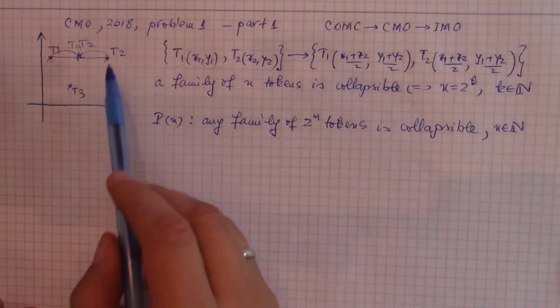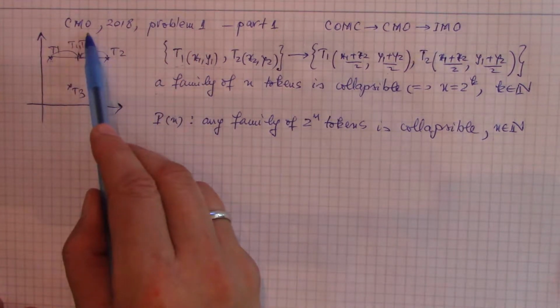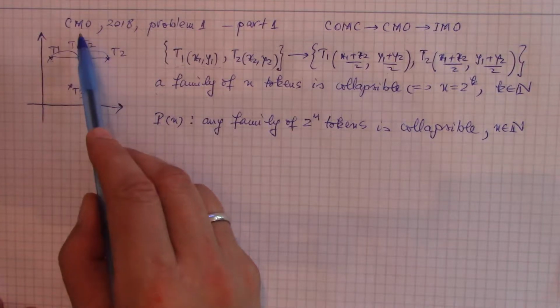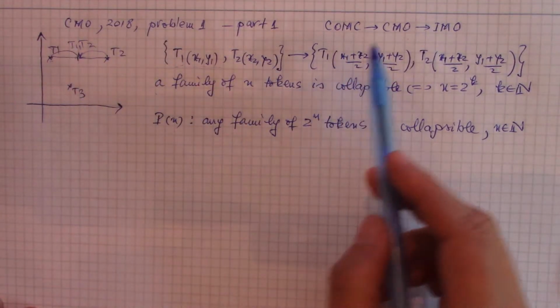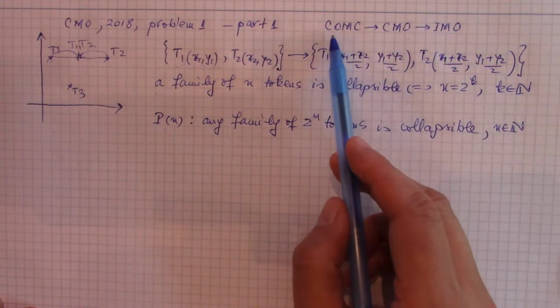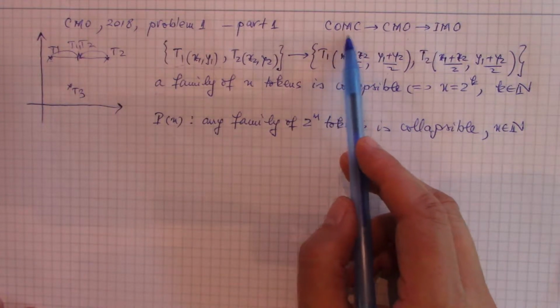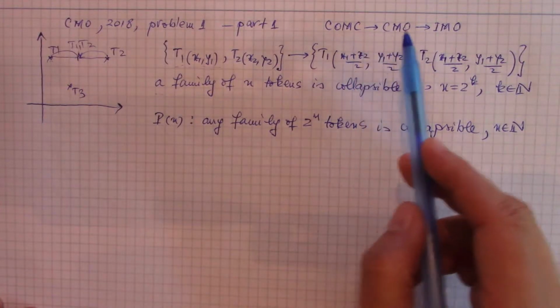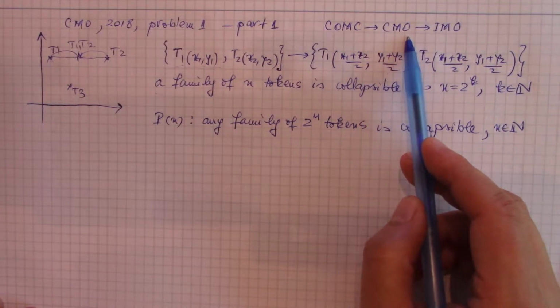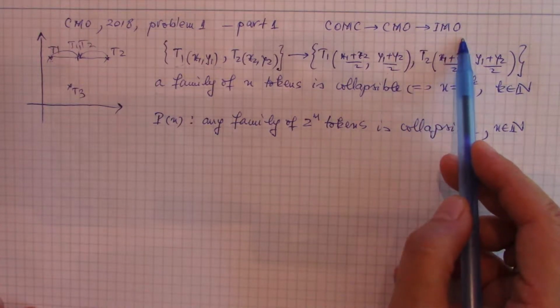In this video, I will be talking about problem 1 from 2018 at the Canadian Mathematical Olympiad, CMO. For those of you who don't know, CMO is an invitational contest in the sense that Canadian students write COMC, which stands for Canadian Open Math Challenge. Those of them who do the best get to write CMO, and then from those students, they make up the national team of Canada, who eventually writes the IMO, the International Mathematical Olympiad contest.